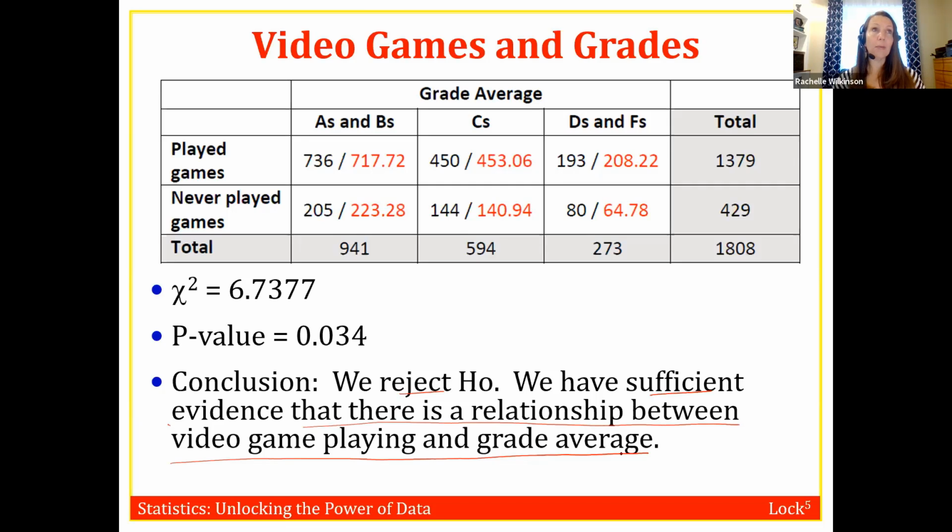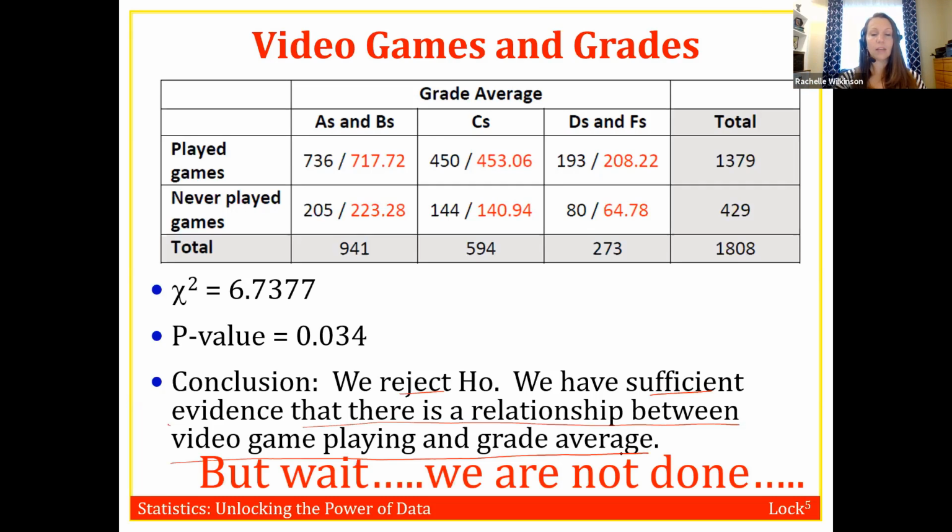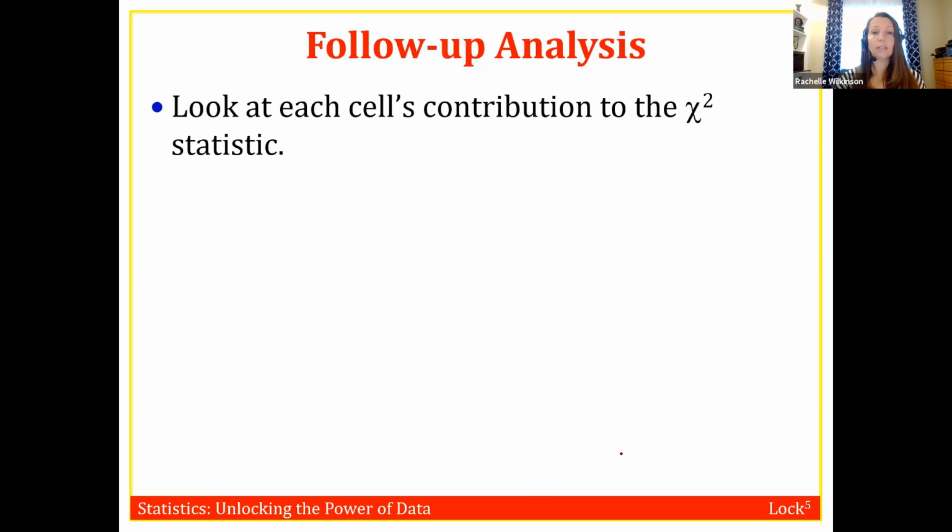But if you remember, in our strategy that we talked about at the beginning of class, our strategy is to do an overall test. And if the overall test is significant, then step 2 is we need to do some follow-up analysis to see where the differences are. So we're not quite done with this problem yet. We need to do that follow-up analysis, and this is where those contributions to the chi-square statistic come in. There's a place for you to write this down on your notes as well.